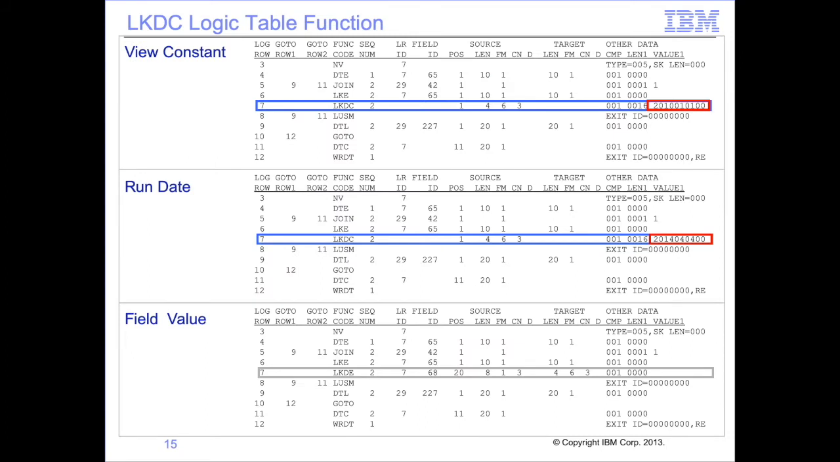The view constant and run date effective date joins use an LKDC logic table function code. Remember, LK functions build lookup keys prior to performing searches of core image files. LKD functions build lookup keys containing dates for effective date joins. LKDC builds a lookup effective date from a constant. The only difference between the view constant and the run date is the source of the constant. The view constant is the value placed in the view itself.